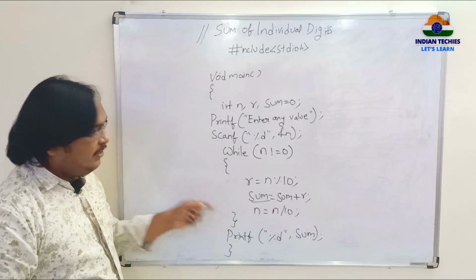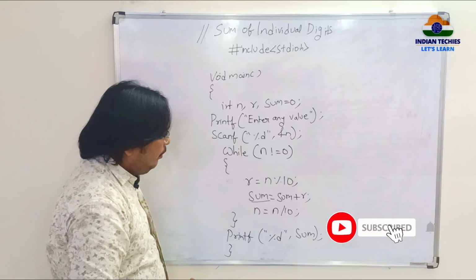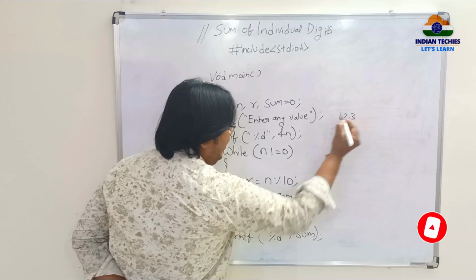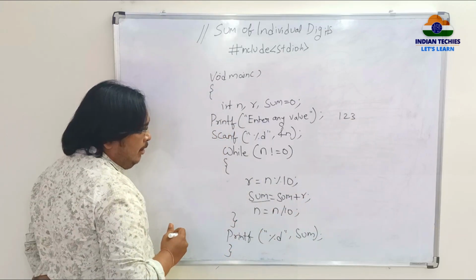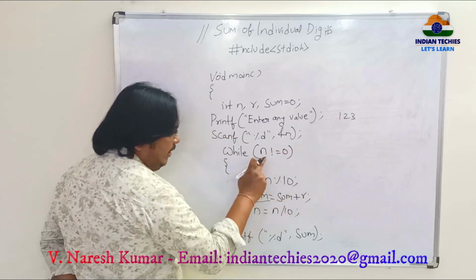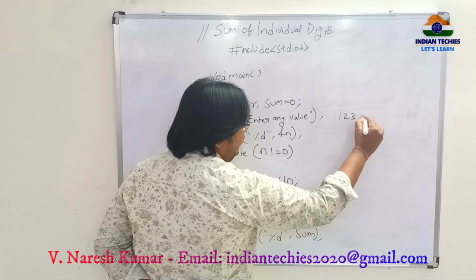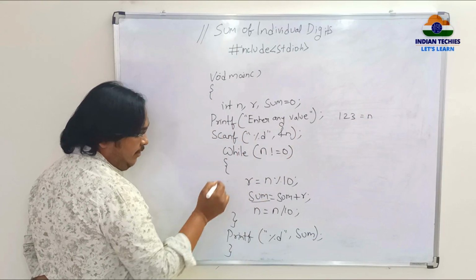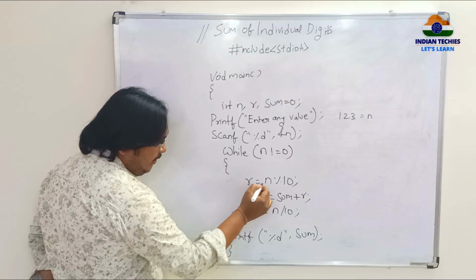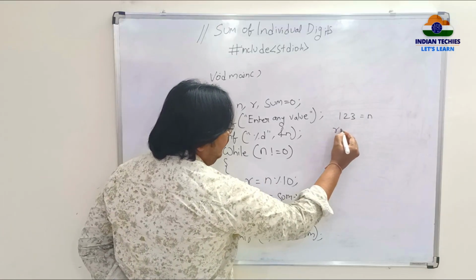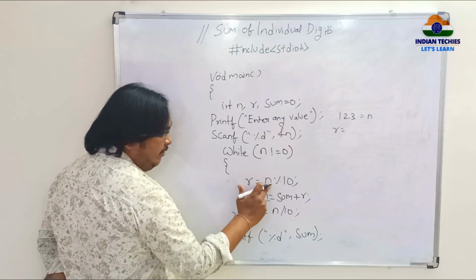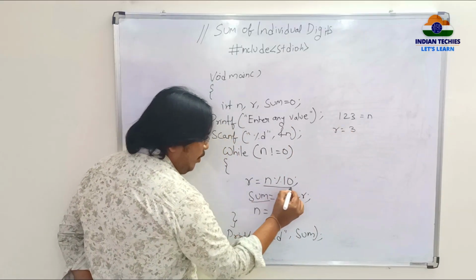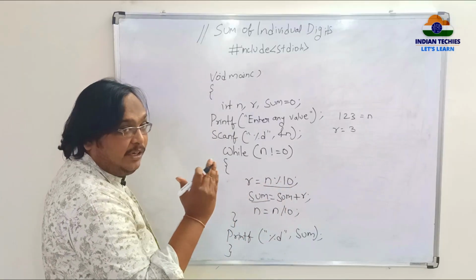Right? Now, how does this logic work? So, for example, enter any value. I have entered 123. For example, you can take any number. Next, 123 means my n value is 123, right? Now, 123 not equal to 0? Yes, it is not equal to 0. And r is equal to n mod 10. So, what is n? 123 mod 10. So, the remainder is 3.